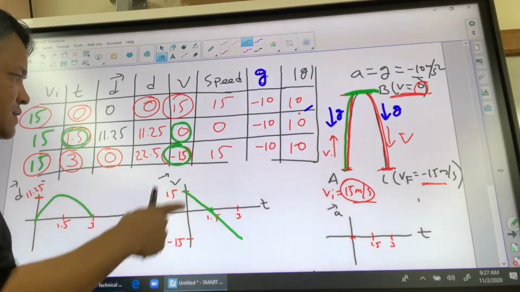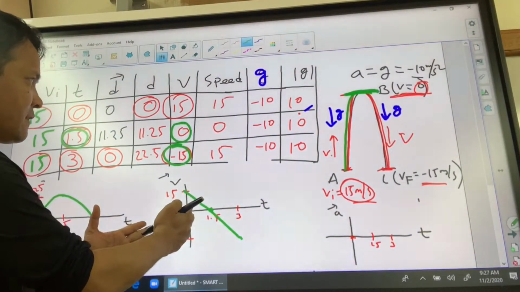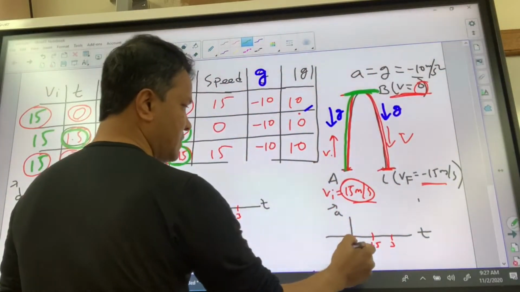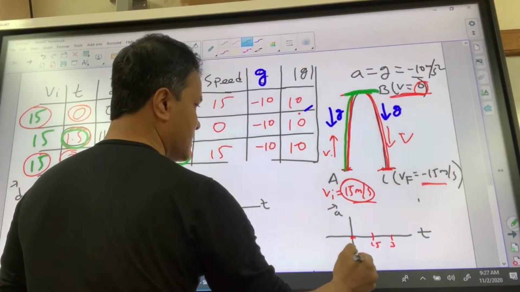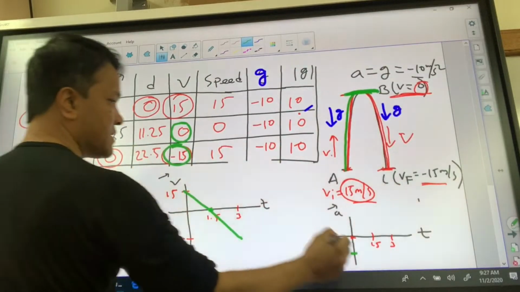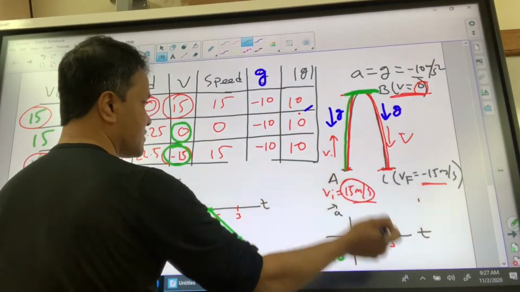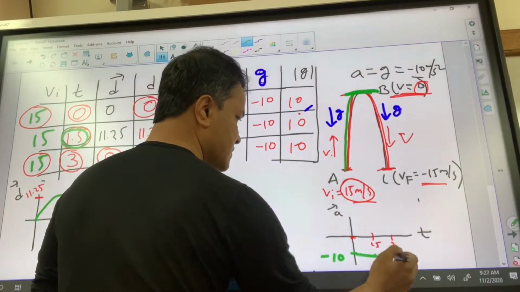The acceleration graph is very easy. At 0 second, the acceleration is negative 10. So let's say this is negative 10. At 1.5 second, acceleration is negative 10. Okay, so this is negative 10. And at 3 second, the acceleration is the same.